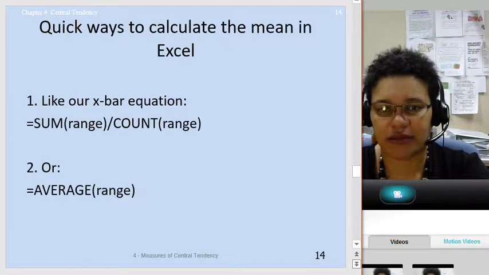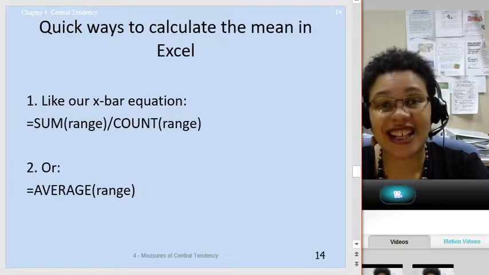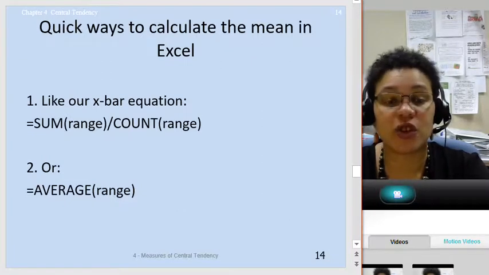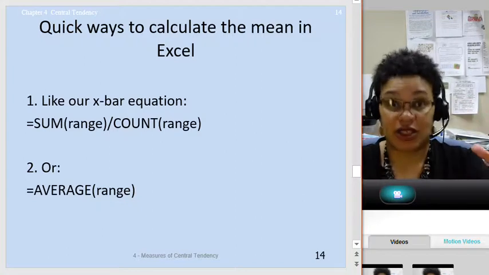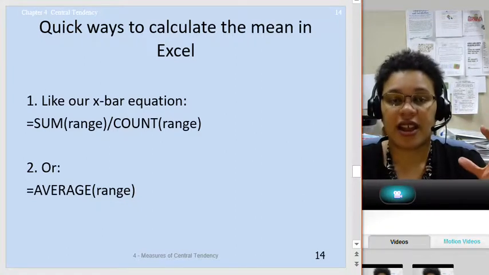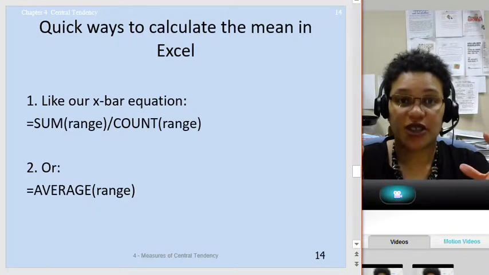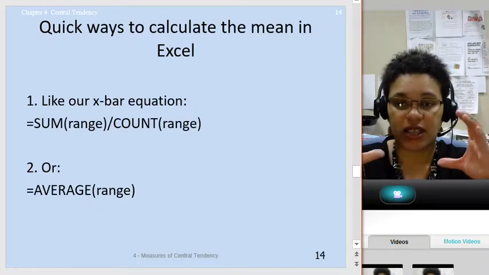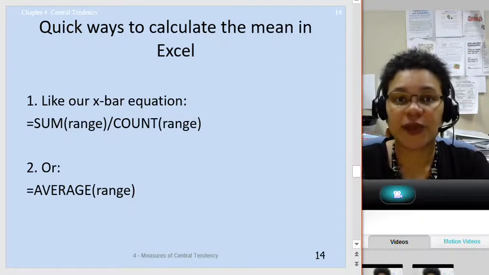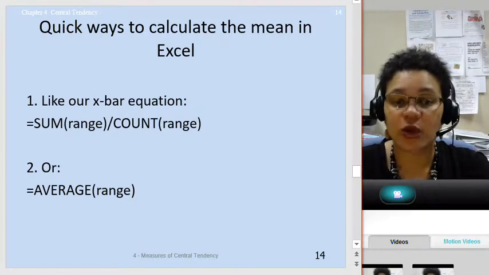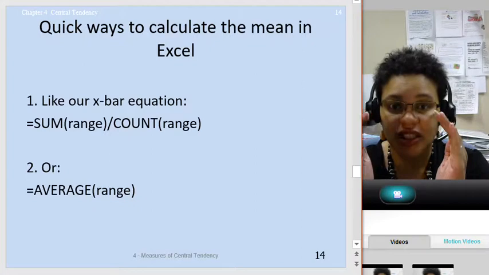Calculating the mean in Excel, you could do it like our x bar equation. You take the sum and then the range in parentheses, divided by the count. How many items of data are there? How many participants? The count and the range. Or Excel has a quick little formula that you can use: equal sign, average, and then the range.